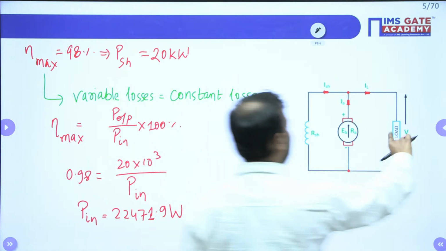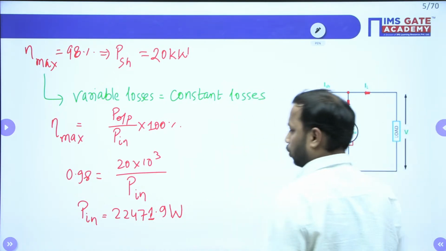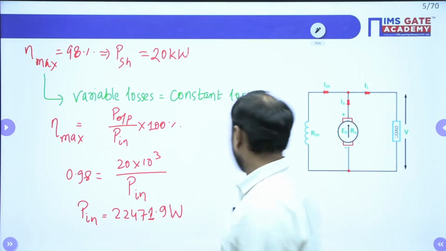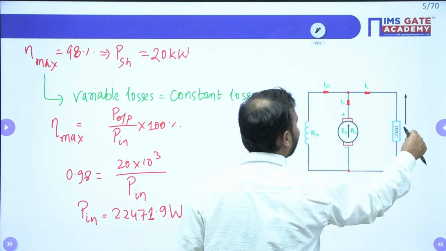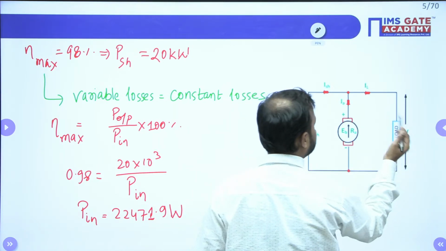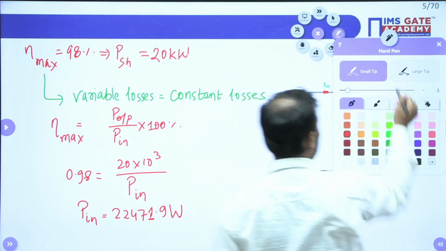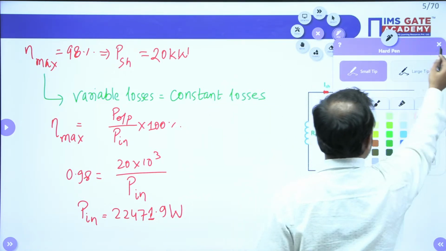So this power means whatever power is coming from the terminal, that power is this one. Now if you look here, this V and IL, basically this is the supply voltage. Let me remove this, otherwise you will get confused.